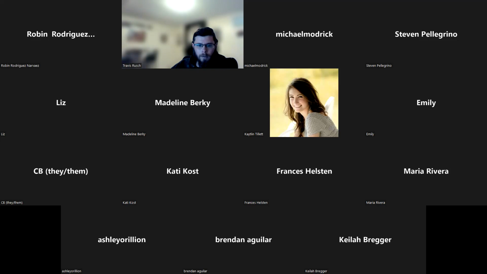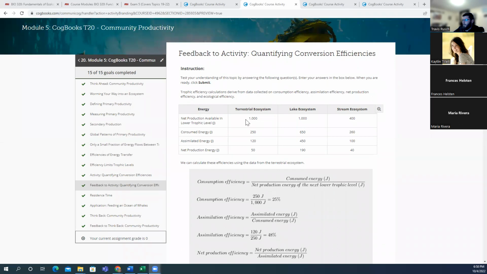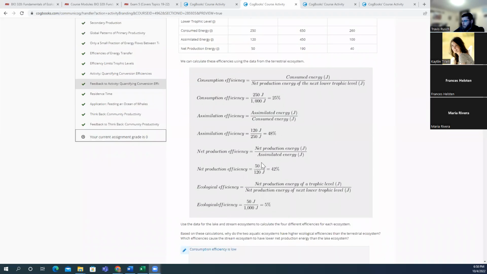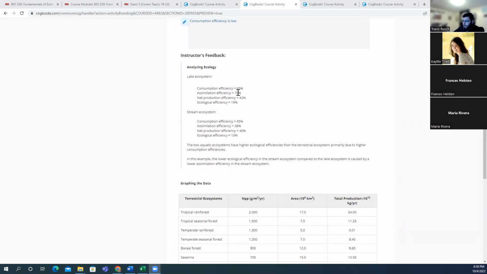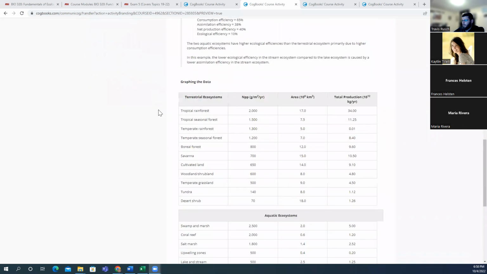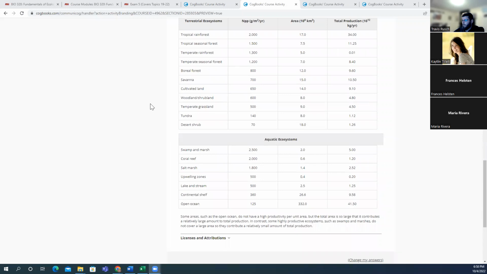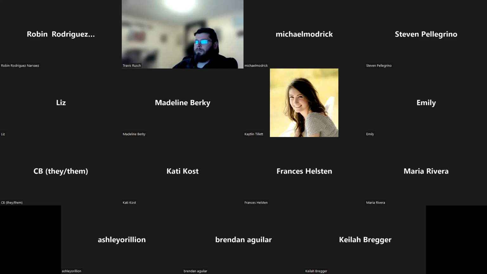Just so we're all on the same page real quick, we're moving on. This was the activity. Again, you were given the table. It showed you the first set of equations, just pulling the numbers from the table, getting your values. And then it gives you the answers down here for the lake ecosystem and the stream ecosystem. You could have 3 answers, one for each ecosystem, is the way that it did it. Are there any more questions or anything not clear about the efficiency calculations?